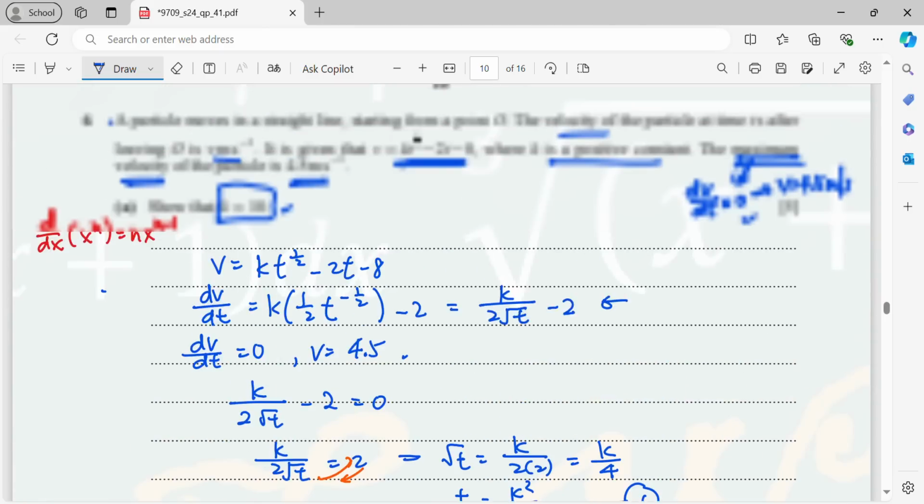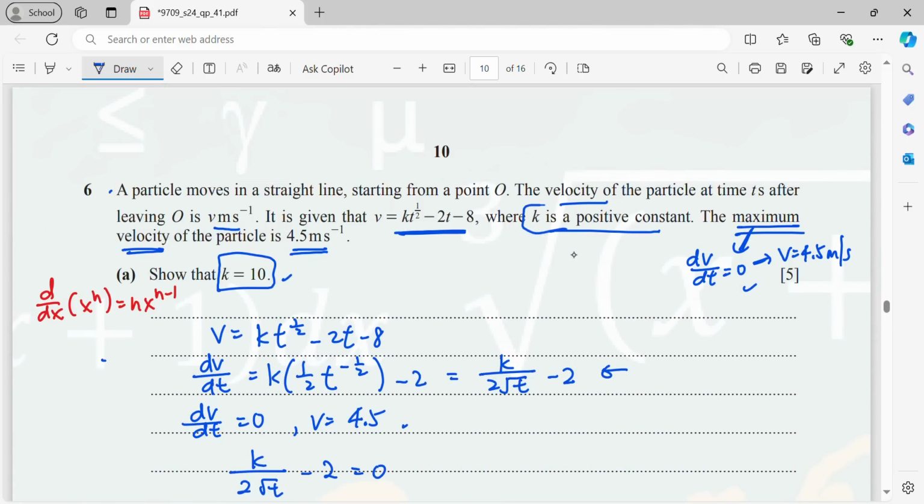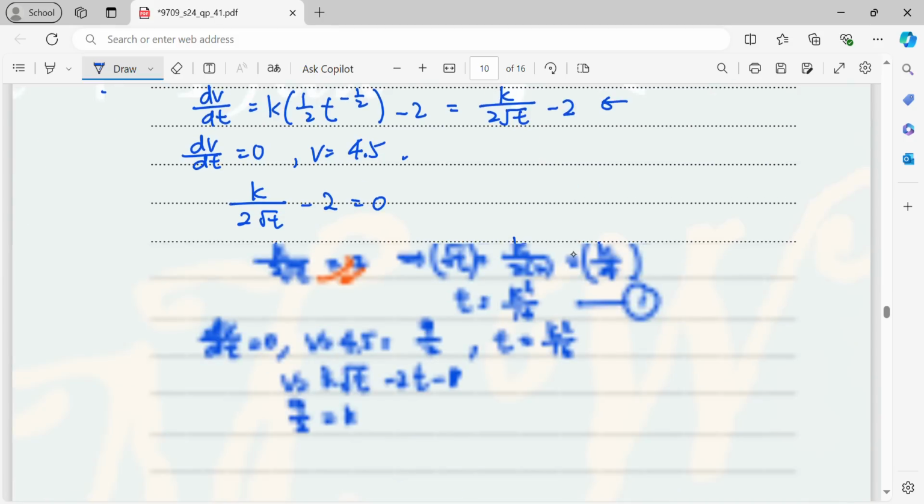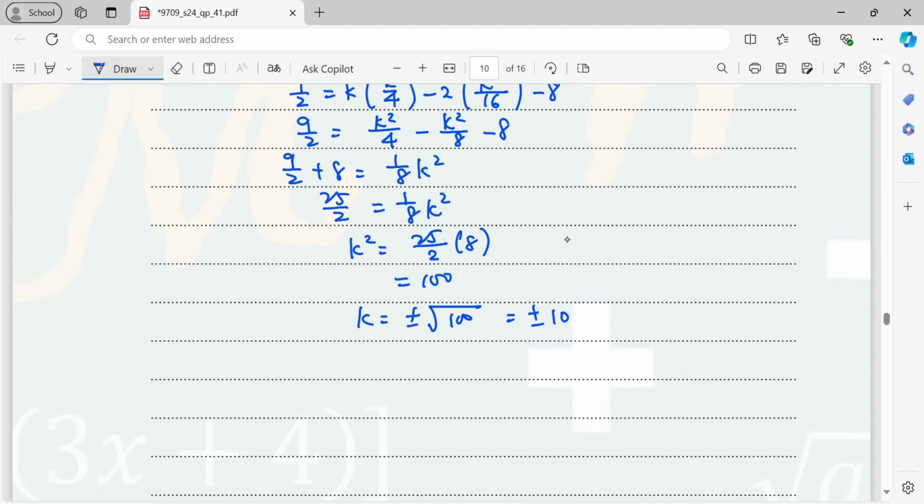But when you refer back to the question, it is mentioned that k is a positive constant, right? That means your k is greater than 0. Therefore, k equals to 10.